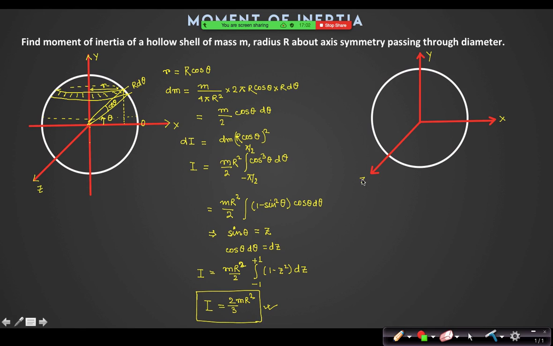Now tell me one thing. Ix means the moment of inertia about x-axis. Moment of inertia about y-axis or moment of inertia about z-axis, are they different or are they the same? So all are the same, because it is a perfect symmetry. So Ix equal to Iy equal to Iz. Let us consider it to be I.